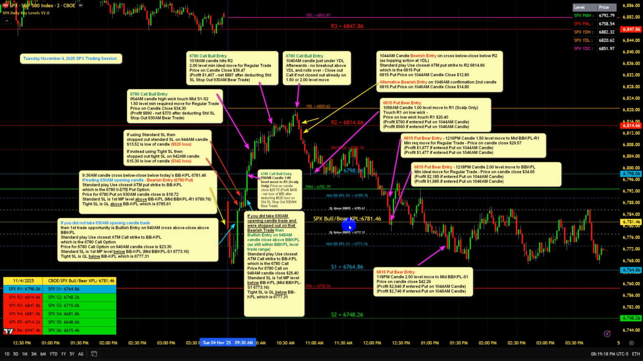One point I want to make clear before we move on here is that you can take bullish and bearish trades off of the bull bear key price level as well as any of the main R or S levels. Typically, and as we saw today, the other main R and S levels are not going to typically come into play until later on in the session.